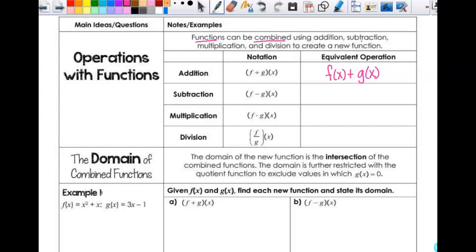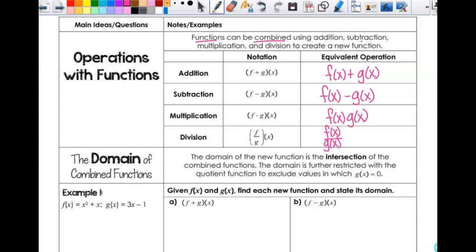And then subtraction, so f minus g of x could be f of x minus g of x. I mean, this is a little less to write, but I prefer this way because it makes more sense when you're substituting. f times g of x would just be f of x times g of x. And then f divided by g of x would be the same as f of x over g of x.